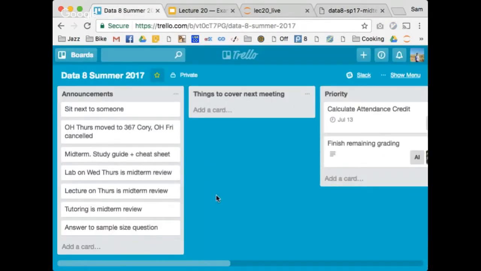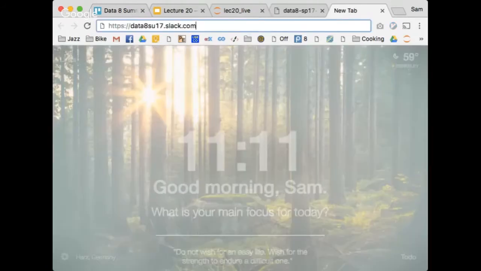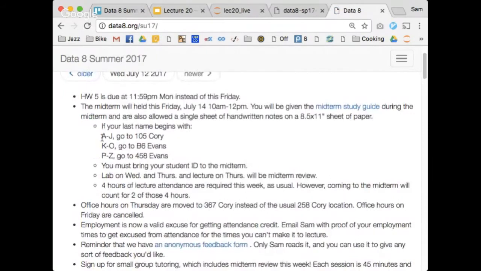The midterm will be held Friday from 10 to 12 p.m. in the normal class time. Check our website for your location. Okay, so we now have your location for the midterm. Based on the first letter of your last name, you're going to go to a different room. So make sure to check the website and know which room you're going to. You have to bring your student ID to the midterm as well. Okay, so go to your room and bring your student ID.